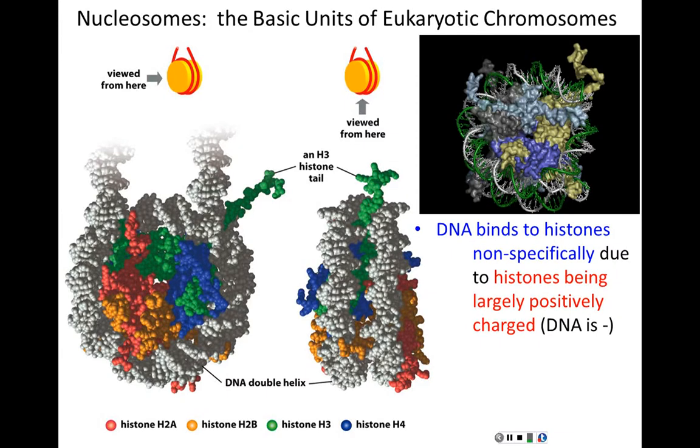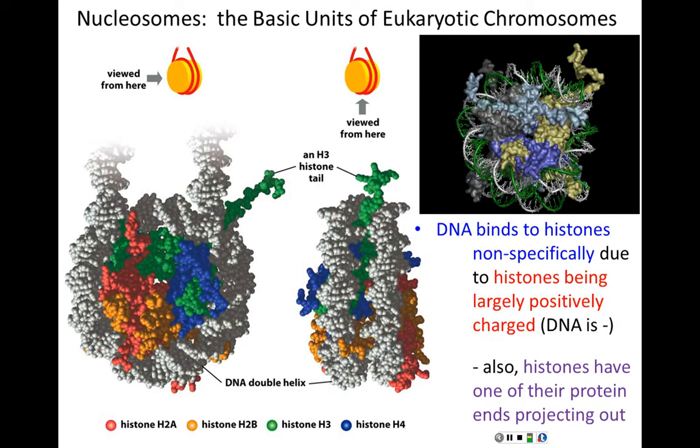Histone proteins are largely positive. They include positively charged amino acids. And so it's a very simple opposites attract interaction there. Negative DNA likes to be wrapped around positive histones. And so any DNA, regardless of its sequence, will wrap around histones favorably.